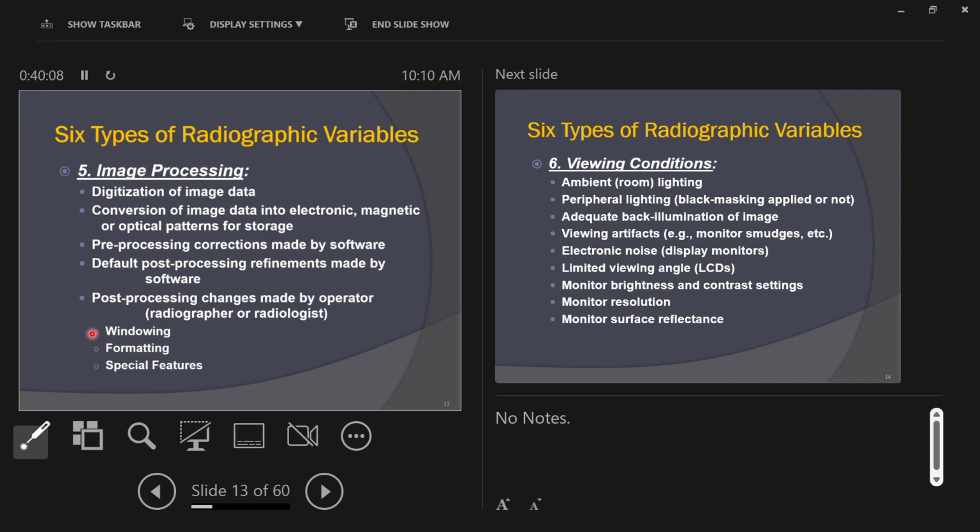So you produce an image. If it's film, there's your image, you're stuck. If it's digital, though, you can make it brighter or darker. You can make it more shades of gray, lower contrast, or fewer shades of gray, higher contrast. And so you can change the image after it's produced. That's windowing. That's a fantastic operation.